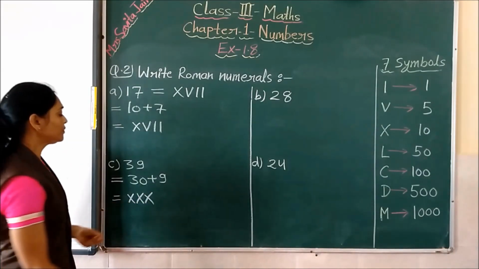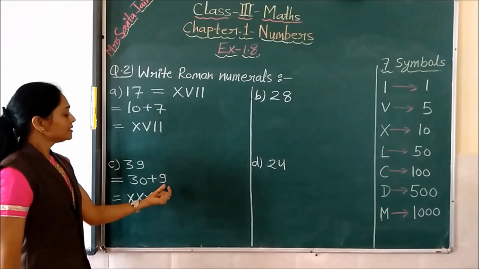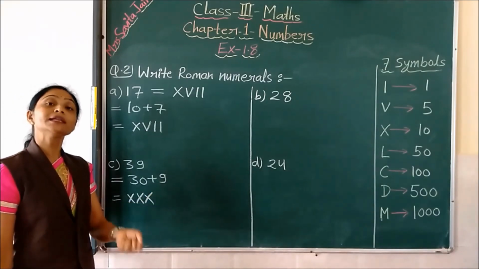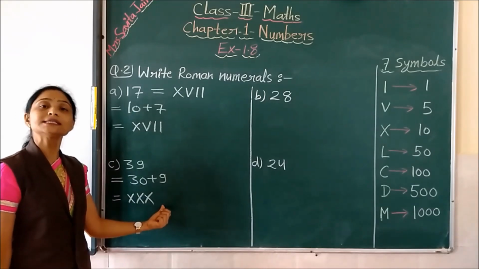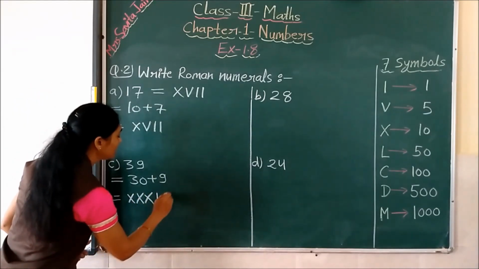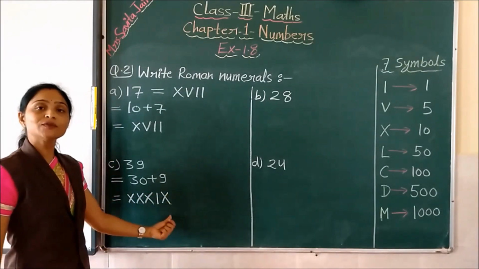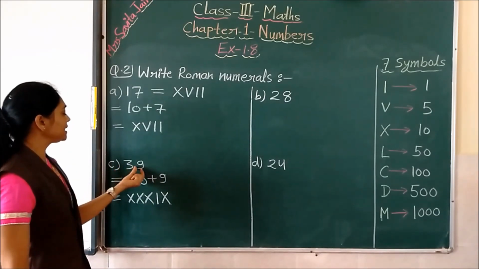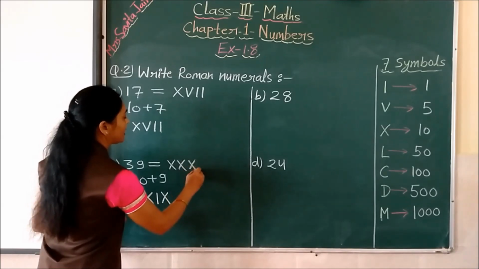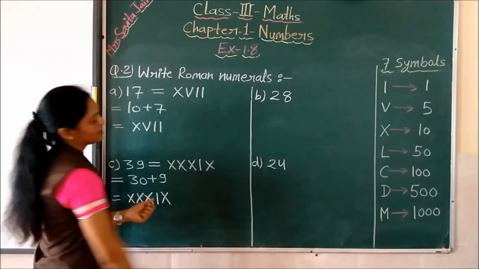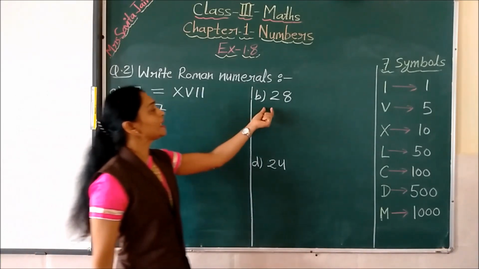30. Then we have to write 9. And 9 how can we write? 10 minus 1. 10 minus 1 means before X we have to place I. Means I X. Yes. So this way we got this number 39 as X, X, X, I, X. Yes children. Now we will see this one.